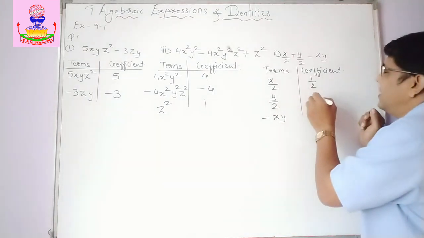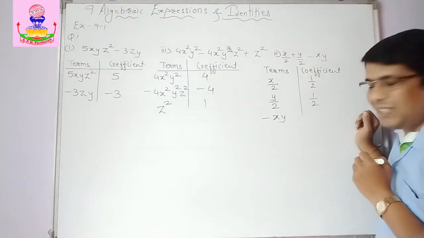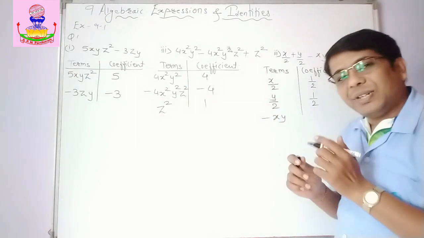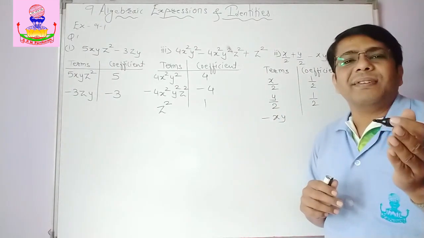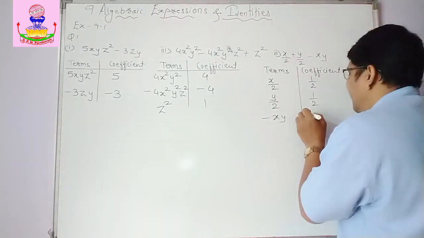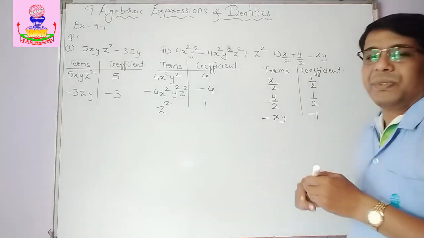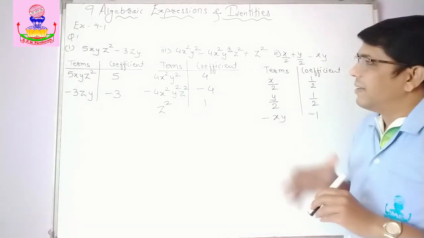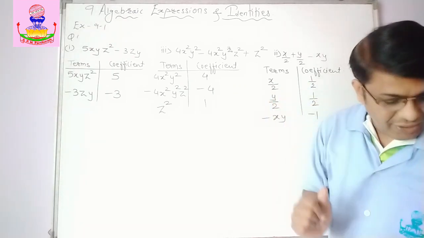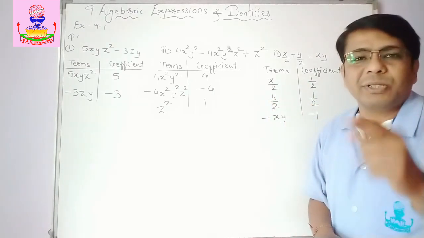Here, same. 1 upon 2. And here, what will it be? No number. Means what is there? Yes, there is 1. But the naughty fellow is there. Who is that? Minus. So minus 1. Okay. So dear friends, the remaining examples of question 1, you will do as homework. Okay. So let's move to question number 2.